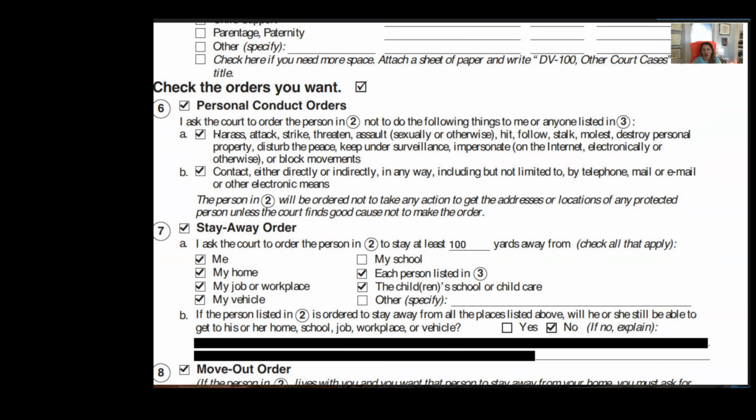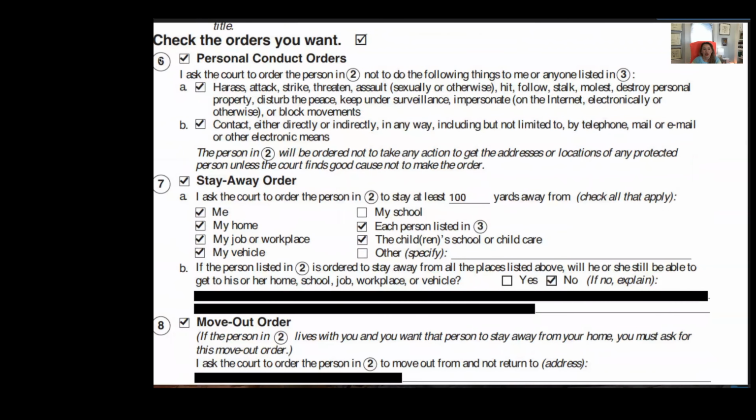And then in B, contact either directly or indirectly. Indirectly would be if the perpetrator is contacting you through a friend who calls you and tries to harass you in any way, including but not limited to by telephone, email, mail, or other electronic means. The person in number 2, that's the perpetrator, will be ordered not to take any action to get the address or location of any protected person unless the court finds good cause not to make the order. So you check off A, B, and remember at the top.